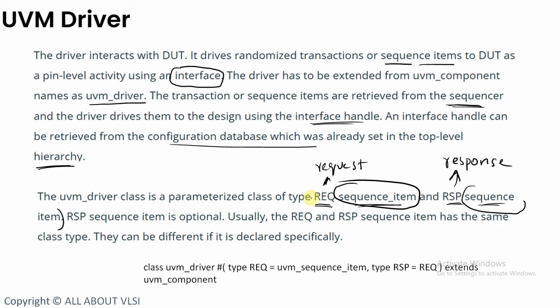But first of all, please remember that the UVM driver is a parameterized class with 2 parameters. One is REQ, which is of sequence item type, and the other is RSP, which is also of sequence item type. RSP is optional, so a driver can have only one parameterized argument, which is REQ. Usually REQ and RSP sequence items have the same class type, so REQ and RSP will be of the same type unless you declare them differently and explicitly.